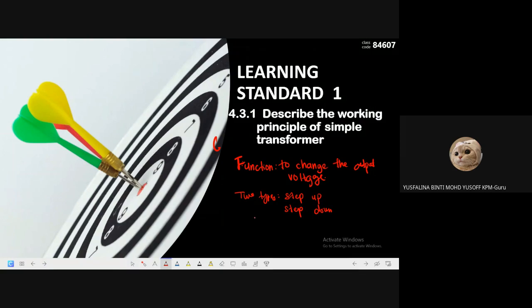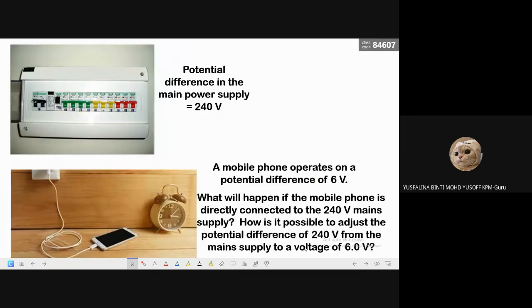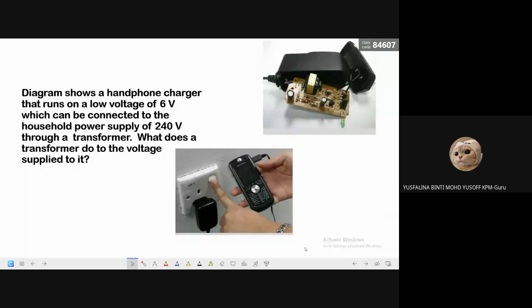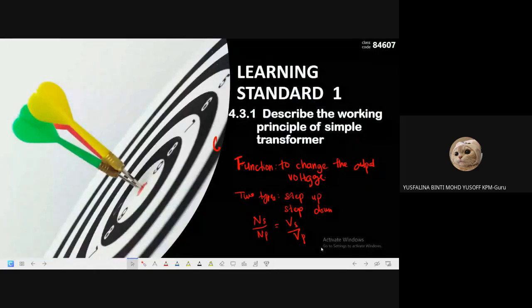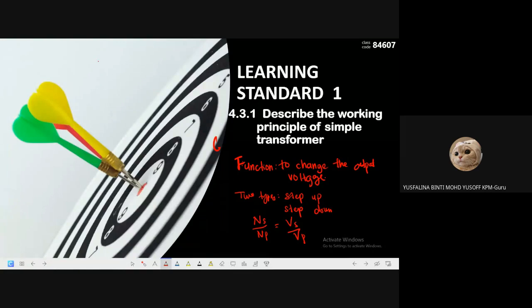Another thing, I think you already learned this formula: NS over NP is equal to VS over VP. Let's say this is a transformer, and this is the number of turns.